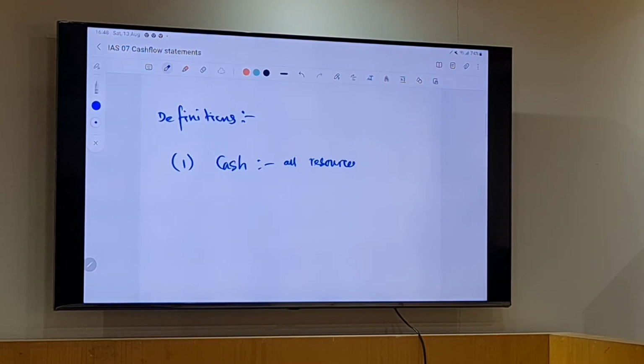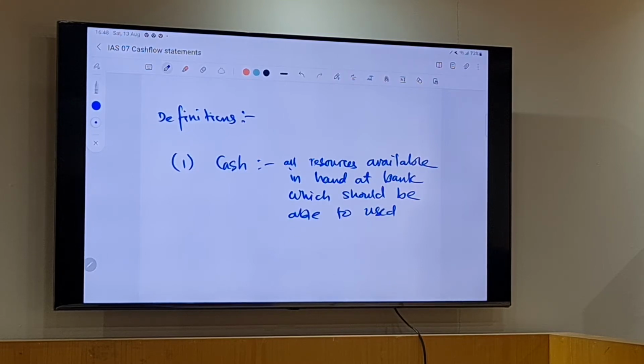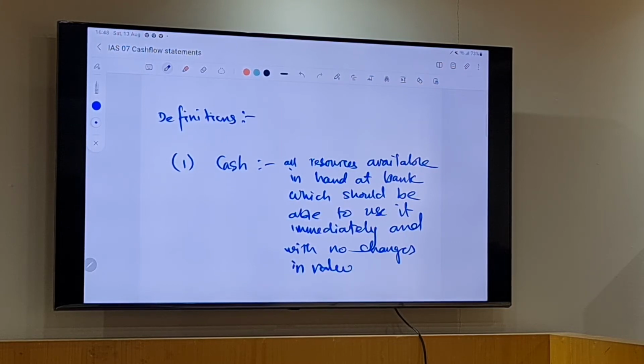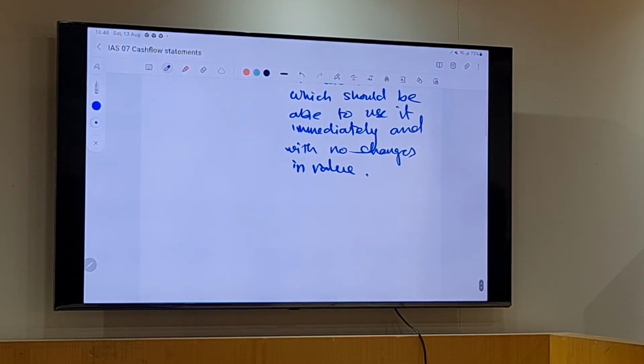All resources available in hand and at bank which I should be able to use immediately and with no loss of value. In short, I can also give you a short answer: cash in hand and cards. What about bank holding? That is also cash. Please remember that.